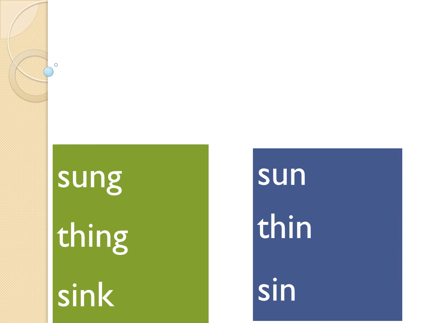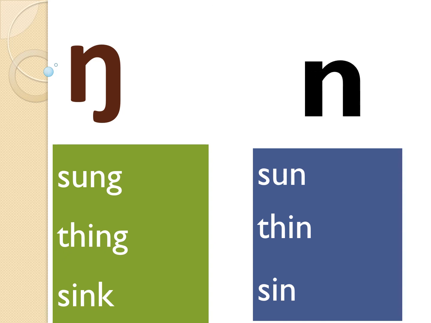Next, first list: sung, thing, sing, right? This is the nasal sound I've already talked about. Ng. Second list: sun, thin, sin. You all know this sound. The symbol is very clear, right? Straightforward, doesn't cause any problems. So n. Make a difference between ng and n. Okay.